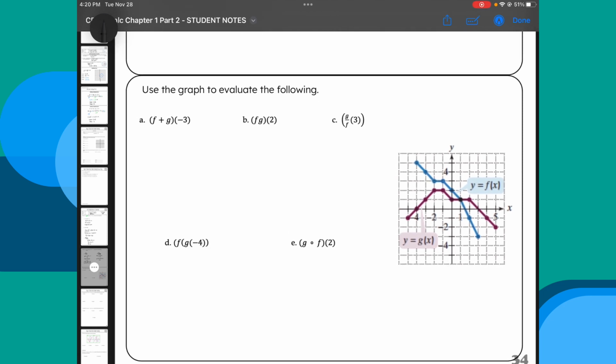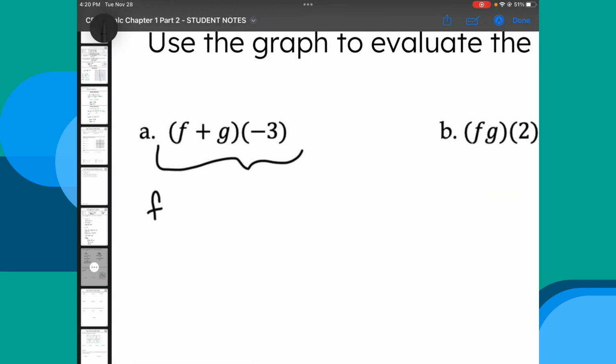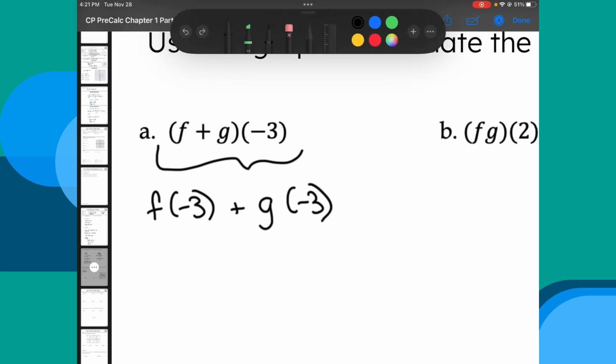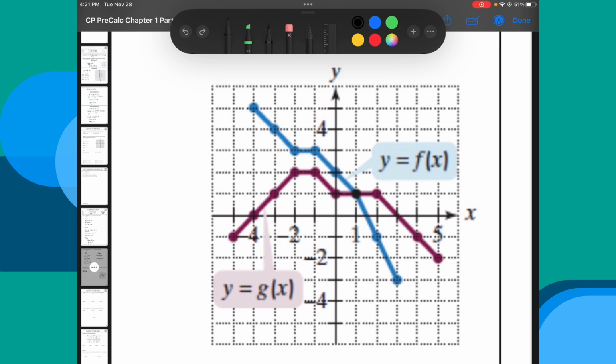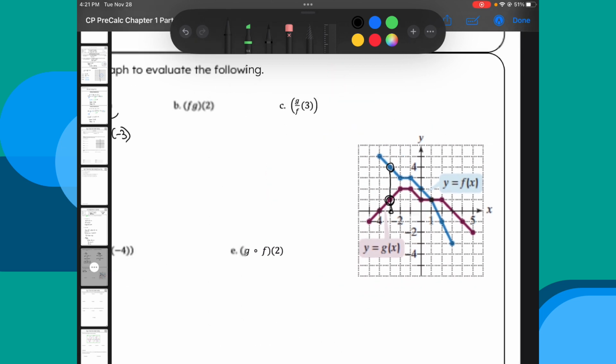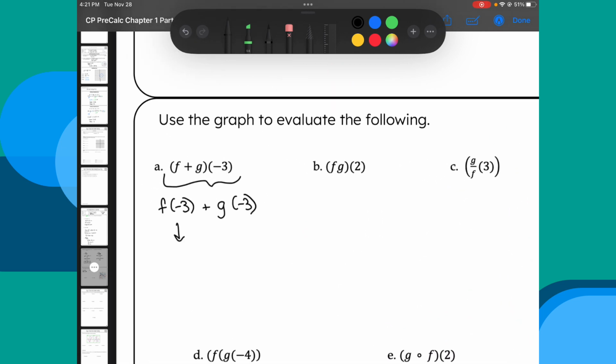So these first ones are a review from the first day. So using a graph, here we're going to find out what f of negative 3 is. We're going to find what g of negative 3 is, and then we're going to plug it in. As a refresher, I'll do this one for you, and then we'll do compositions. So f of negative 3, that's the blue function. Here's negative 3, and we're going to go up, and it is equal to 4. G of negative 3 is equal to 1. So 4 plus 1 is equal to 5.